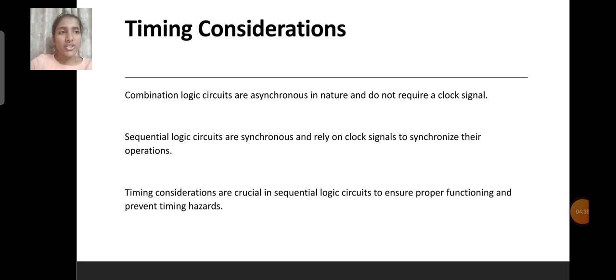Timing considerations. Combinational logic circuits are asynchronous in nature and do not require a clock signal. Sequential logic circuits are synchronous and rely on clock signals to synchronize their operations. Timing considerations are crucial in sequential logic circuits to ensure proper functioning and prevent timing hazards.